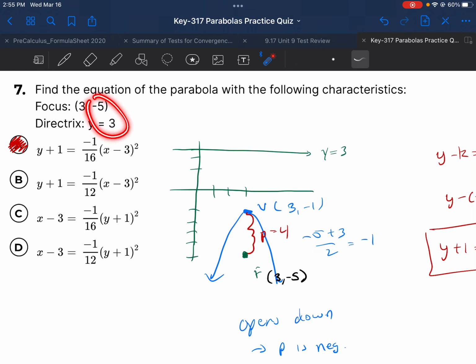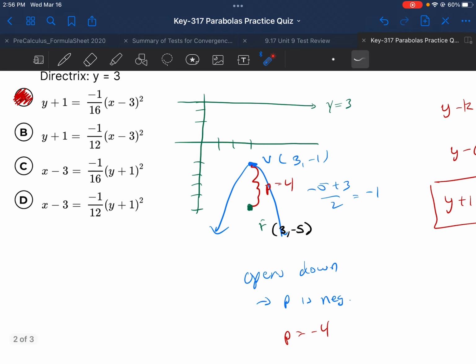Well, to find the midpoint between 3 and -5, just do the midpoint formula. Add them together, divide by 2. That tells us that the y value in between this -5 and this y equals 3 is going to be -1. So I know that the y value of the vertex is -1. I also know that the vertex and the focus share the same x value. So because the focus had an x value of 3 in this example, my vertex has to have an x value of 3 as well. So I know the vertex is (3, -1).